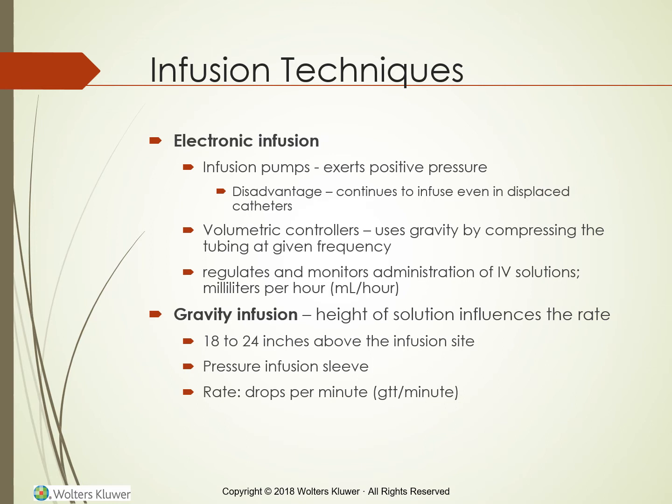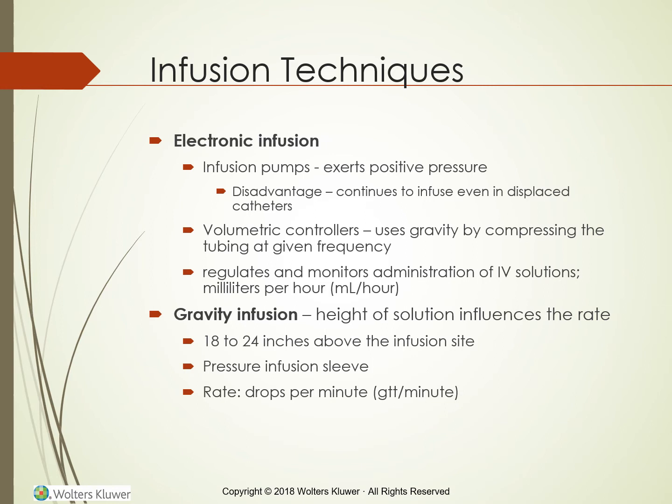Selecting an infusion technique. IV solutions are instilled by gravity or with an electronic infusion device, a machine that regulates and monitors the administration of IV solutions. In some cases, the use of an electronic infusion device affects the type of tubing used. The method for calculating the rate of infusion varies depending on the infusion technique. If the solution is infused by gravity, the rate is calculated in drops per minute. When an electronic infusion device is used, the rate is calculated in milliliters per hour.